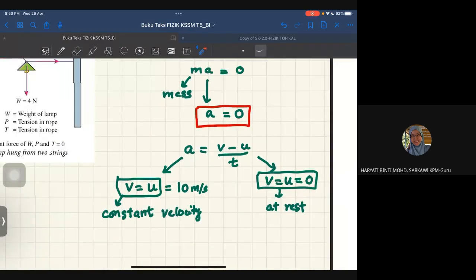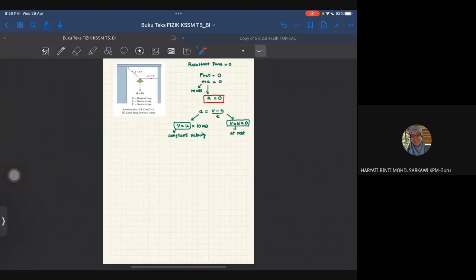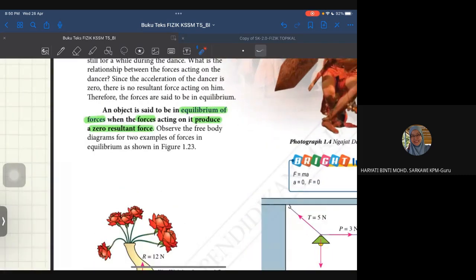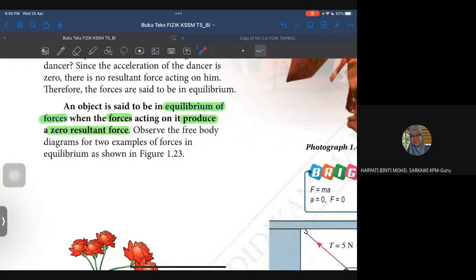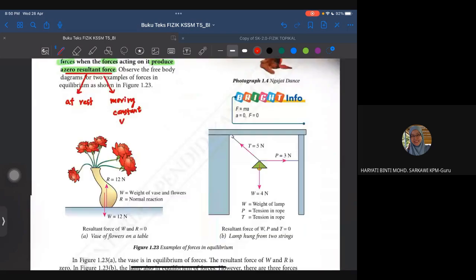So when the acceleration is equal to 0, we say that the net force is equal to 0, which means that the system is having equilibrium, forces in equilibrium. This one you must remember, two situations. Write in your note. Must remember: zero resultant force, two situations. At rest, and another one is moving in constant velocity.